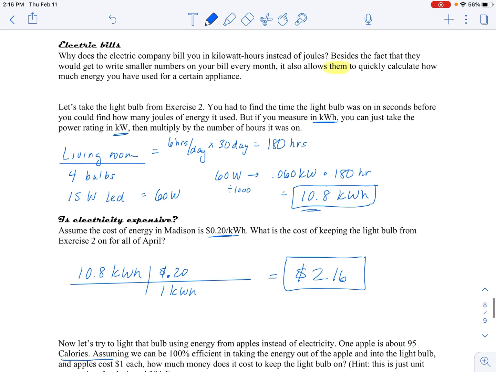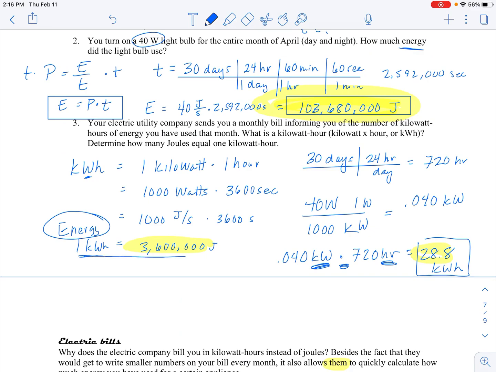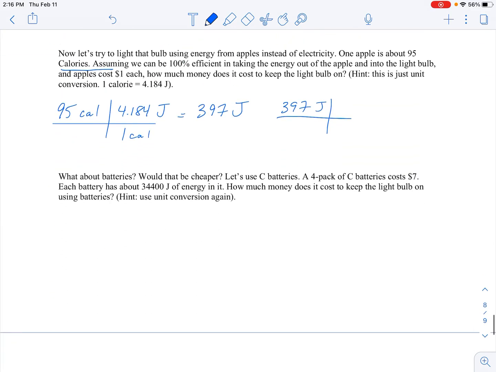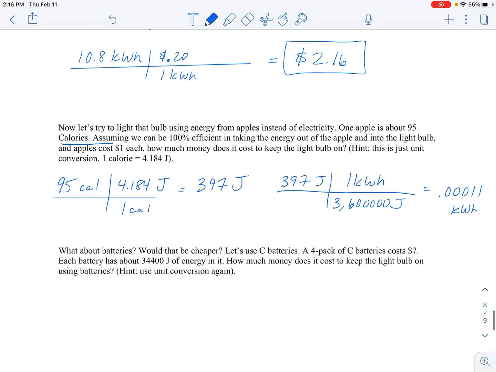397 joules of energy is how many kilowatt hours? We know that 1 kilowatt hour is 3,600,000 joules. So I'm going to divide. This apple is only going to provide us with 0.00011 kilowatt hours of energy. Oof. Let's figure out how many apples that's going to take.